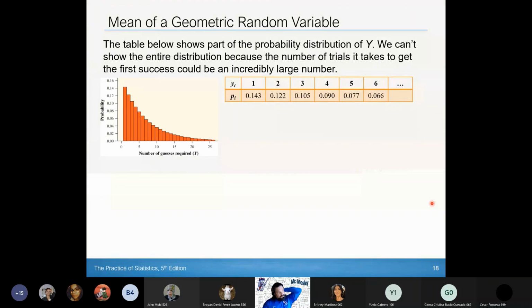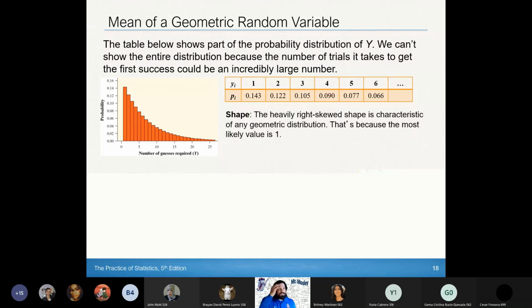So then we get this distribution. We've got a probability distribution, we've got the histogram, and we've got the beginnings of the table. We can't show the entire distribution because the number of trials it takes to get the first success could be an incredibly large number. There's nothing saying it doesn't take 40 tries or 50 or 60. It'd be really bad luck, but could happen. So these aren't necessarily complete, but they give us enough of a picture.